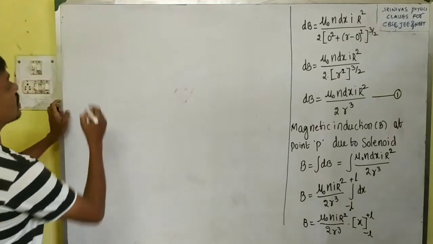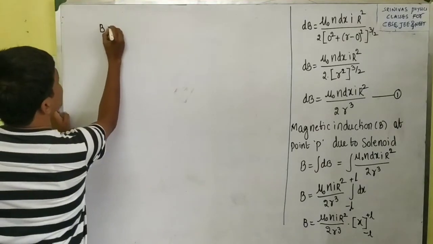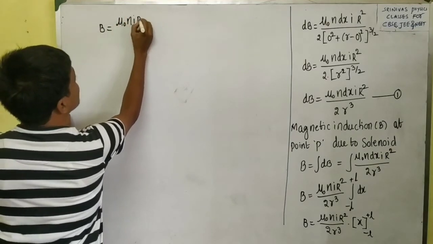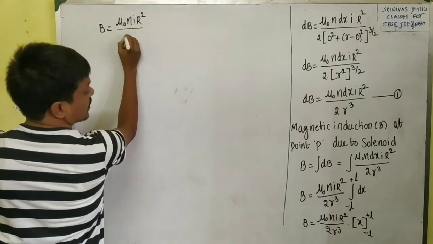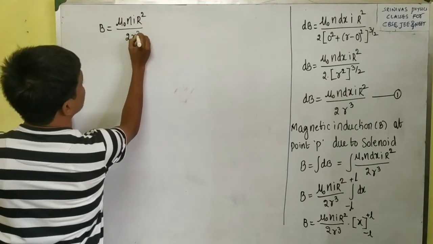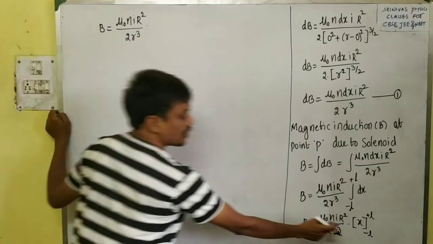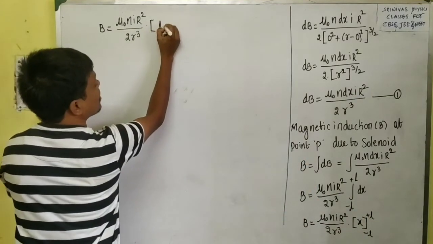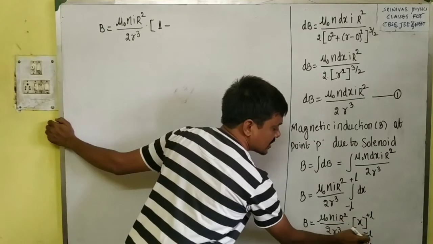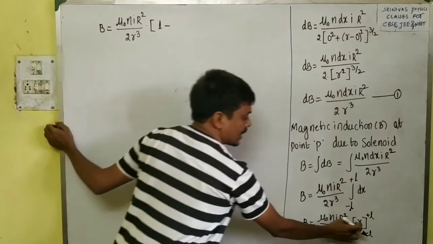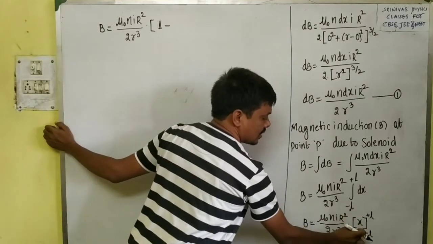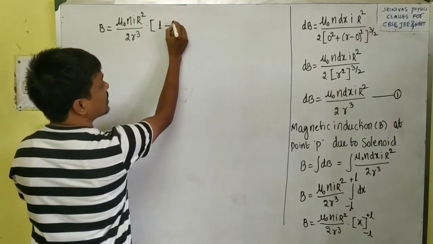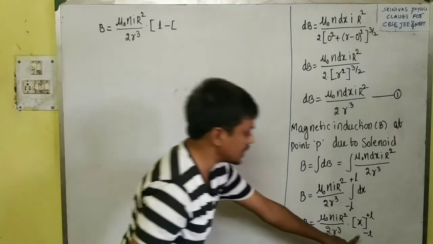Let us see here, we have to simplify. B is equal to, we will get mu naught n I r square by 2 r cube into, instead of x, the upper limit we have to substitute, that is first L. Later we keep minus, and instead of x we write the lower limit: x upper limit plus L, and x lower limit minus L.